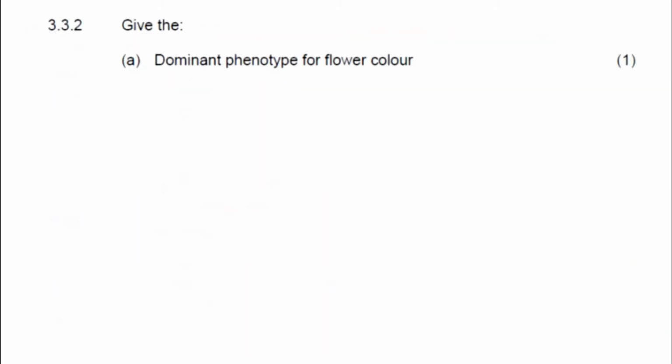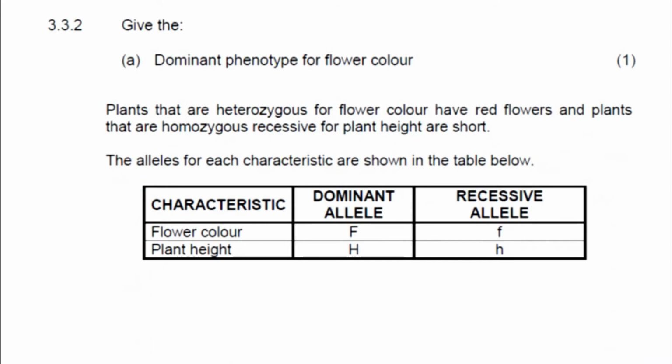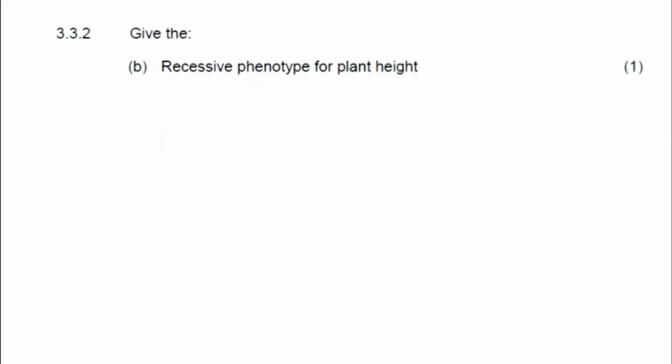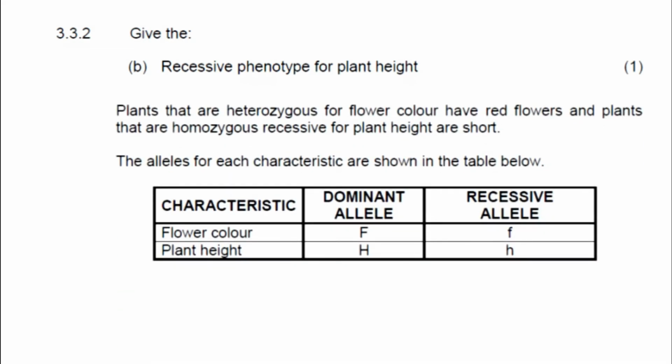Our next question is, give the dominant phenotype for flower color. Okay, and because we did that information already, we know that the dominant one will be red. In the next question, they want to know, give the recessive phenotype for plant height. That's also the one that we already figured out. So that would be the one over there, and that would be short.